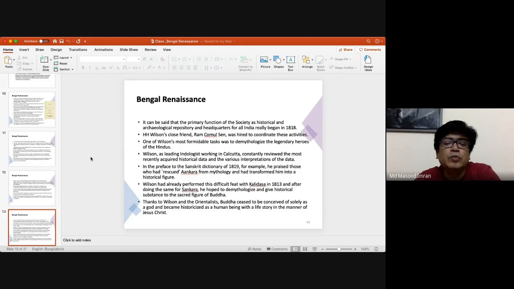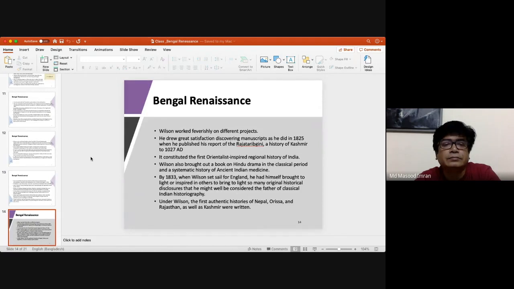Wilson worked feverishly on different projects. He drew great satisfaction from discovering manuscripts, as he did in 1825, when he published his report of the Rajatarangini, a history of Kashmir, to 1027 AD. In most of the cases we found H.S. Wilson's work in Kashmir, Rajasthan, Nepal, that region. And it constituted the first Orientalist-inspired regional history of India.